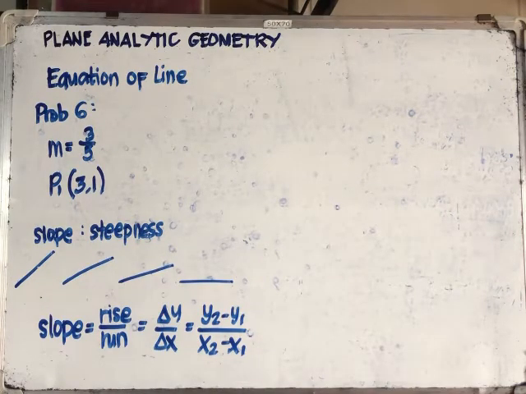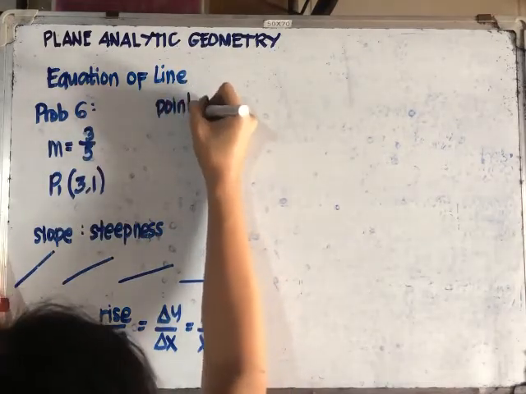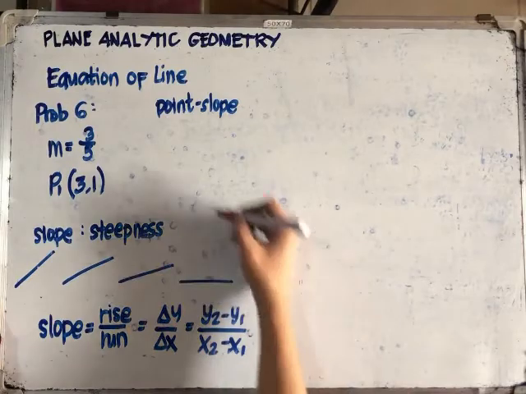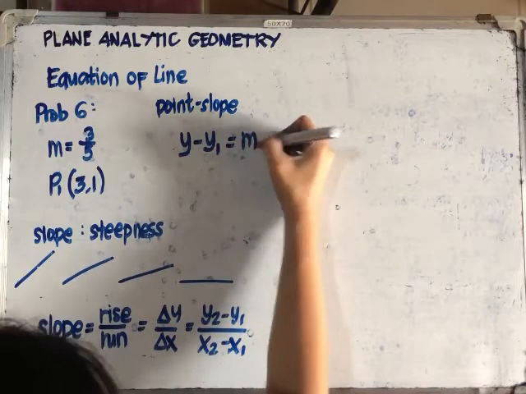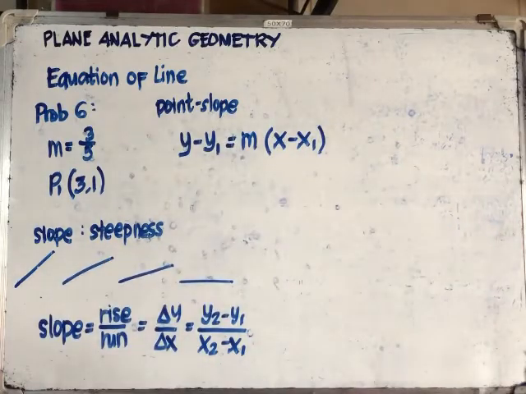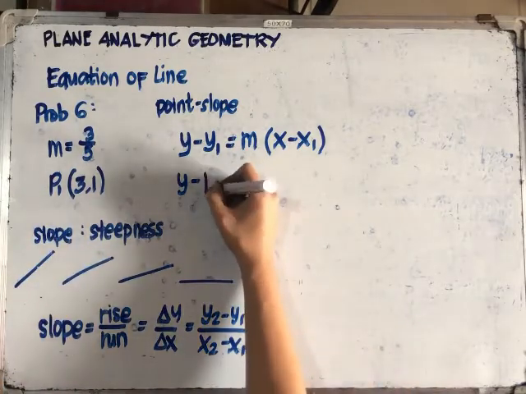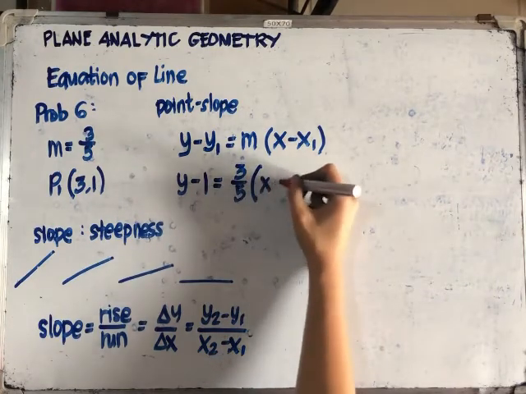And for equation of the line, we have different types of problem. One is meron tayong point slope. Now, this is a point slope na binigay sa atin. Merong isang point and merong isang slope na binigay. And for point slope na mga type of problem, this is the formula that you will use. y minus y sub 1 is equal to the slope times x minus x sub 1. Alright? So y is y, and y sub 1 is the y coordinate of the point given, that's 1. Slope is 3/5. And we have x minus 3.